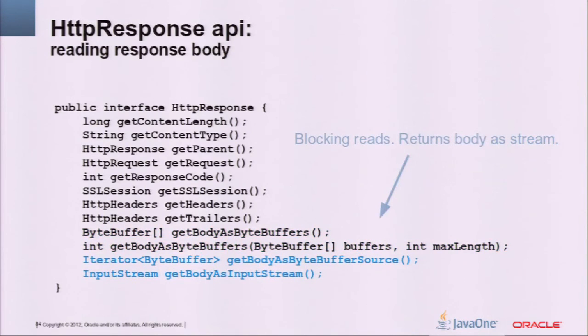And then if you want to read the response in a blocking or streaming mode, then we have 2 methods here: getBody as byte buffer source, which will return an iterator of byte buffers, or getBody as input stream, which returns a regular Java I/O input stream.